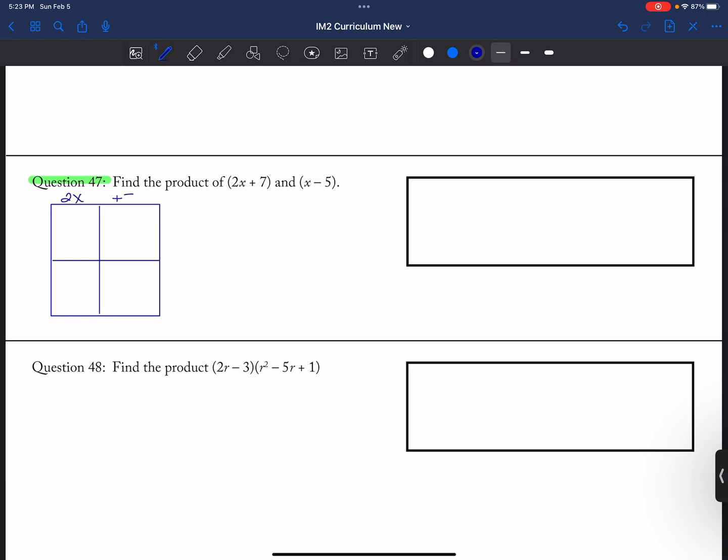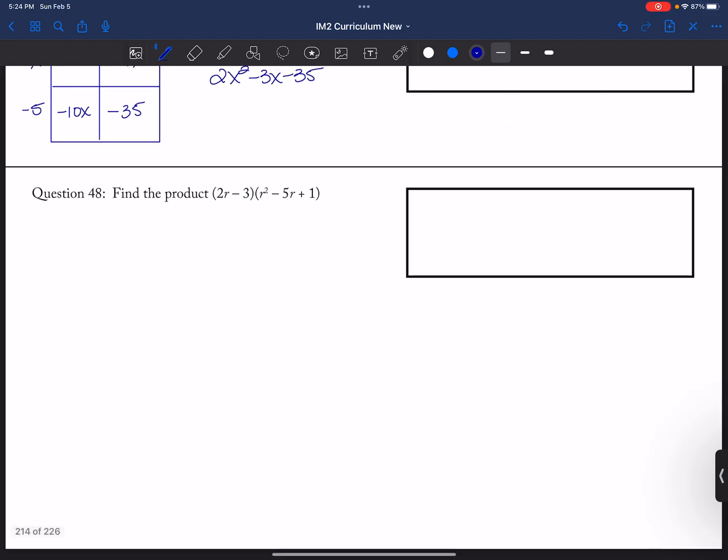2x, and then a plus 7, and then x minus 5, and then a 2x squared plus 7x, and a negative 10x, and a negative 35. So this is 2x squared minus 3x minus 35. And that's it for every odd one.